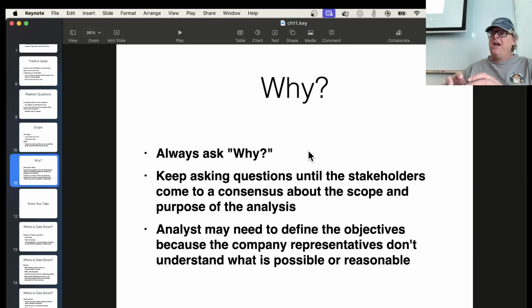Usually the goal is, did we get hacked? If so, what damage was done, what did they steal, what else did they do, and how do we get rid of them? And then how do we clean things up so they can't come back? That's usually the goal, but make sure you understand what their goals are. And you may need to help guide them to the objectives because they don't understand what's possible or reasonable.